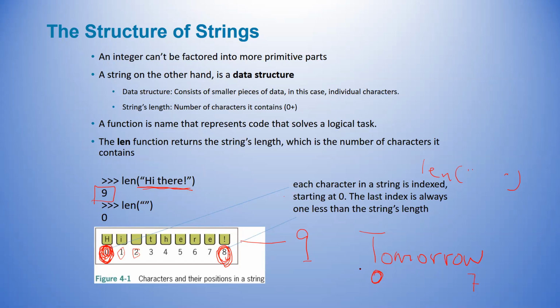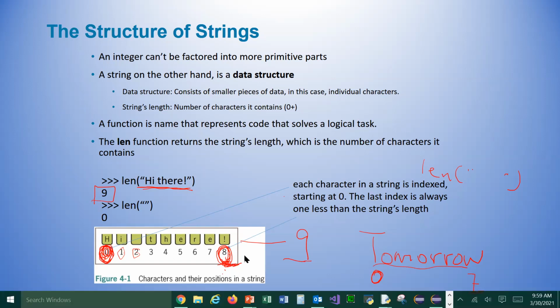But the length is 8. So that's the difference. Index versus the length. And the last index is always 1 less than the length. So the length is 8, the last character is at 7. The length is 9, the last character is at position 8. Okay. That's that. Any questions so far?